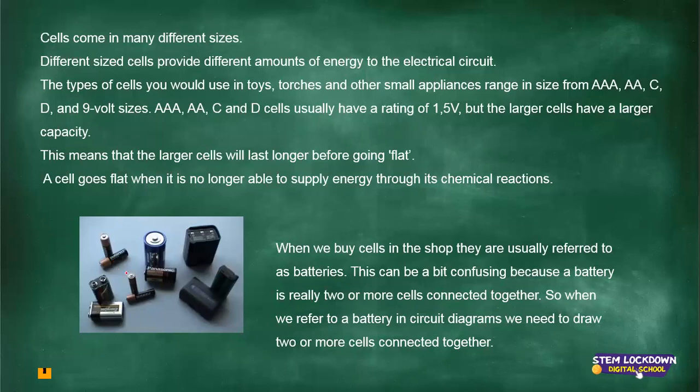So it's more dense. So a cell goes flat when it's no longer able to supply energy through its chemical reactions. So when it's no longer, then we say that your battery has died. But the correct way is to say that your battery or your cell, the correct terminology is your cell went flat. So we buy cells in a shop, and they are usually referred to as batteries.